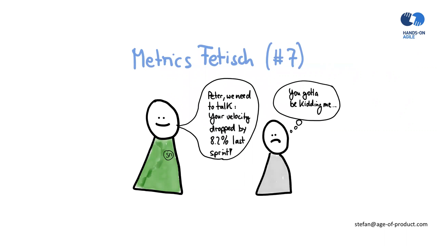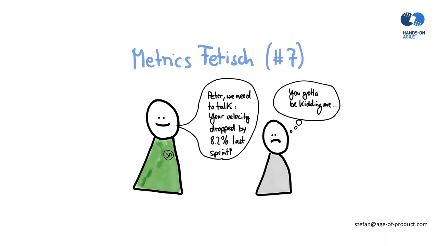Number seven, metrics fetish. The Scrum Master is drawn to the wrong metrics. For example, pursuing flawed metrics in the sense that the Scrum Master keeps track of individual performance metrics, such as story points per developer per sprint, no kidding, or even worse, probably reports these metrics to the person's line managers.